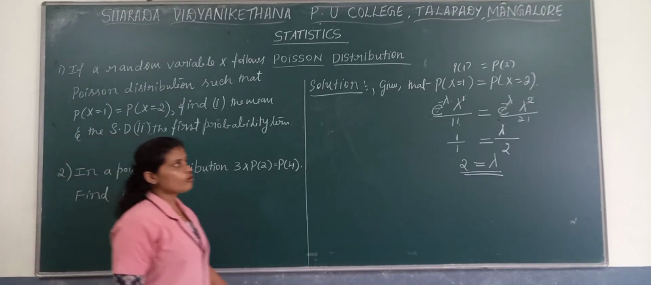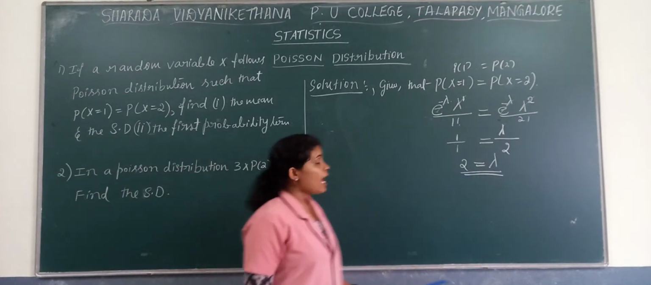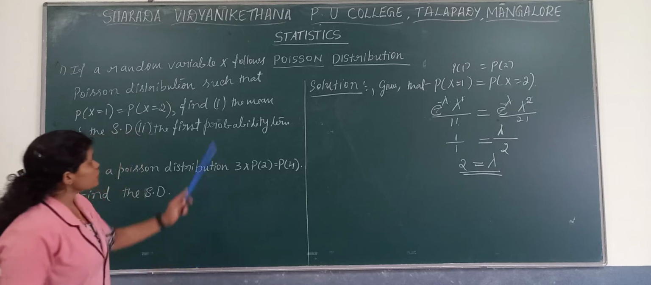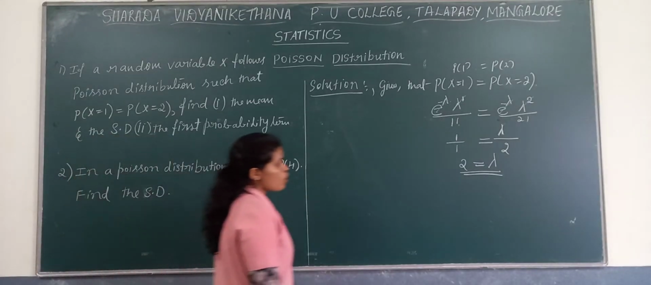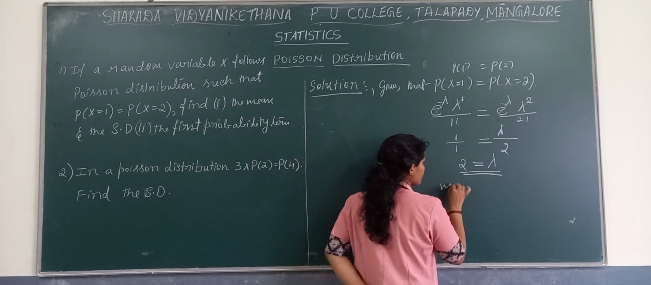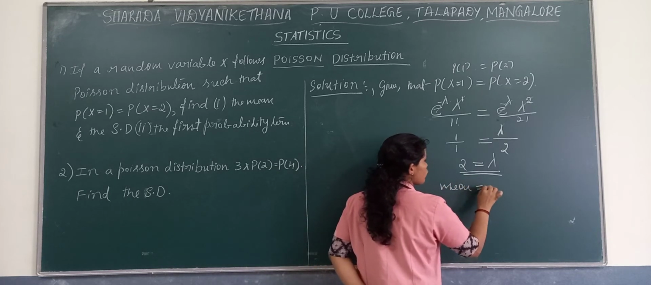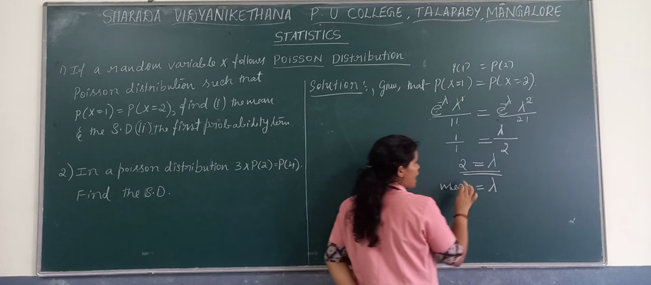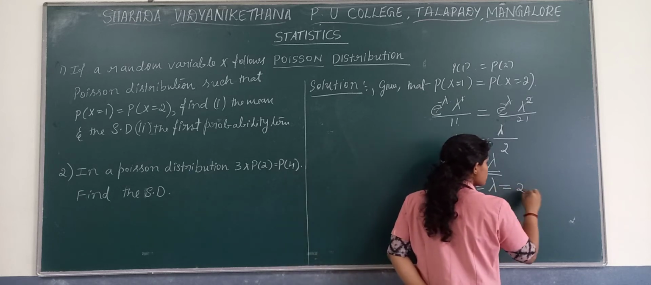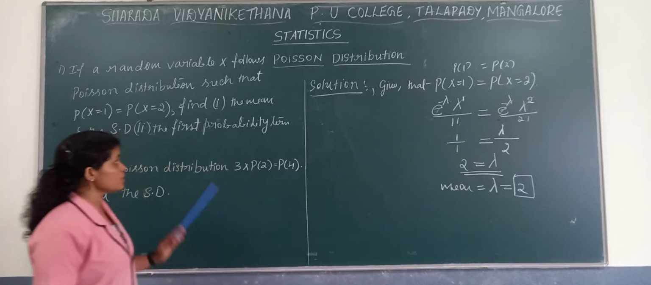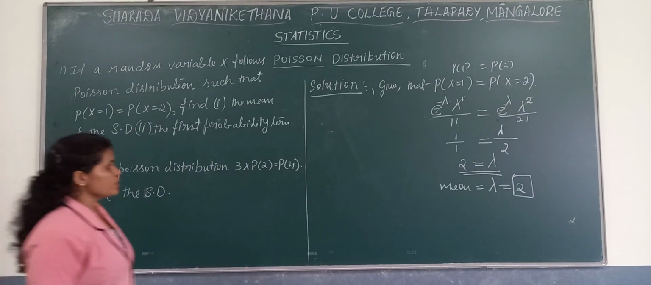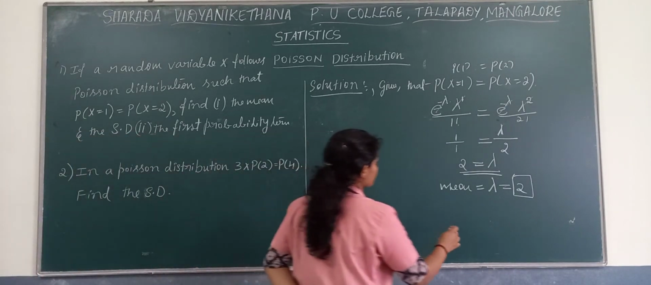We got the value of lambda as 2, and after getting that, come to the first question, the mean and the standard deviation. What is the mean? Mean is equal to lambda, and the value of lambda we know is 2. So this is the mean in this particular question. Then find the standard deviation.